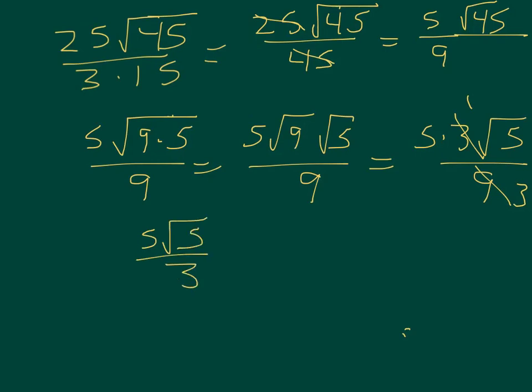That's the ratio of the perimeters: 5 times the square root of 5 to 3. This concludes lesson 10.4.